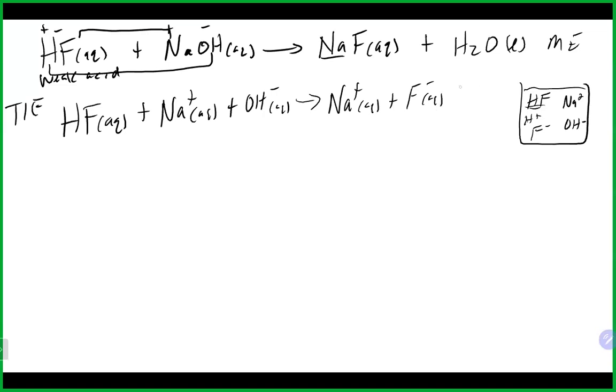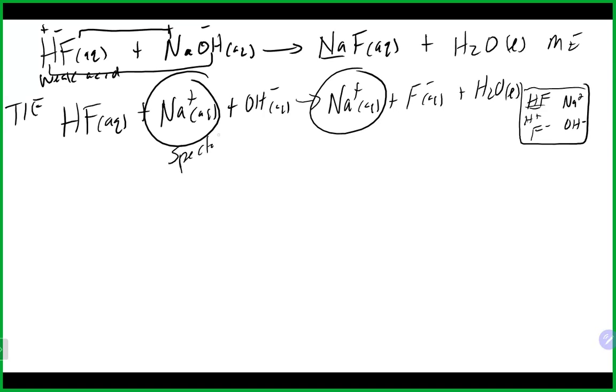And once again here, water will actually stay together. So again, anything in a solid, liquid, or weak electrolyte pretty much will stay together. Now when we look for our spectator ions, it's a little different. We actually only have one spectator ion. That's it. That's the only one same on both sides. So that is our spectator ion here.